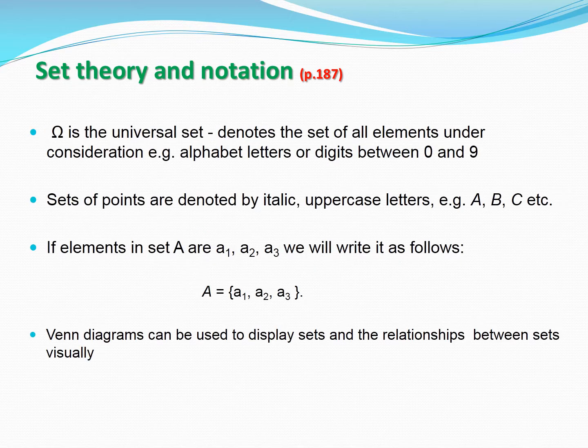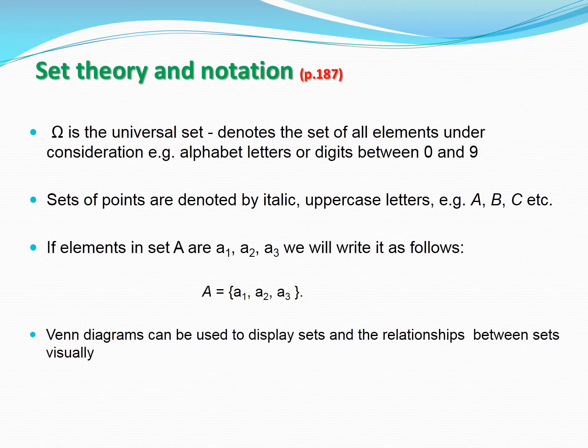Like I indicated in the outcomes, we need to understand set theory and its notation before we can move on to probabilities. So the first concept that is important is the universal set, and it's denoted by this symbol, the omega symbol, and it denotes a set of all the elements under consideration. For example, if you look at alphabet letters, your universal set will contain all the letters from A up to Z, or if you look at digits, your universal set will consist of all the numbers between 0 and 9.